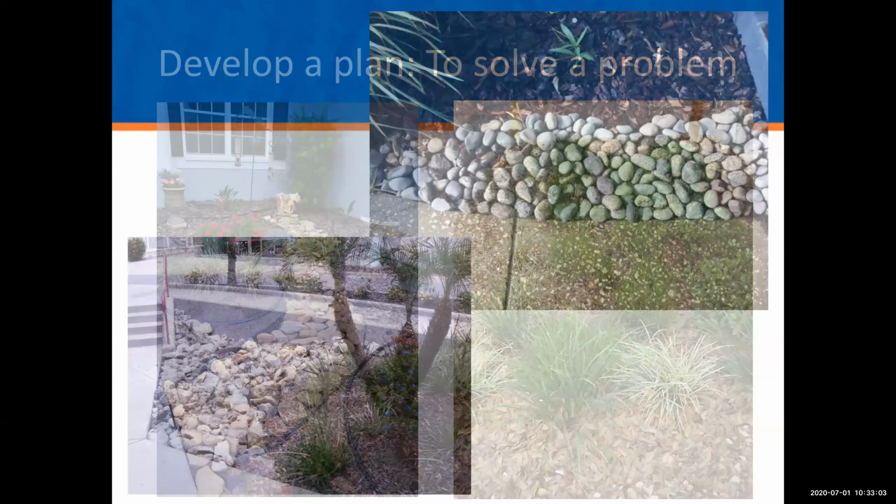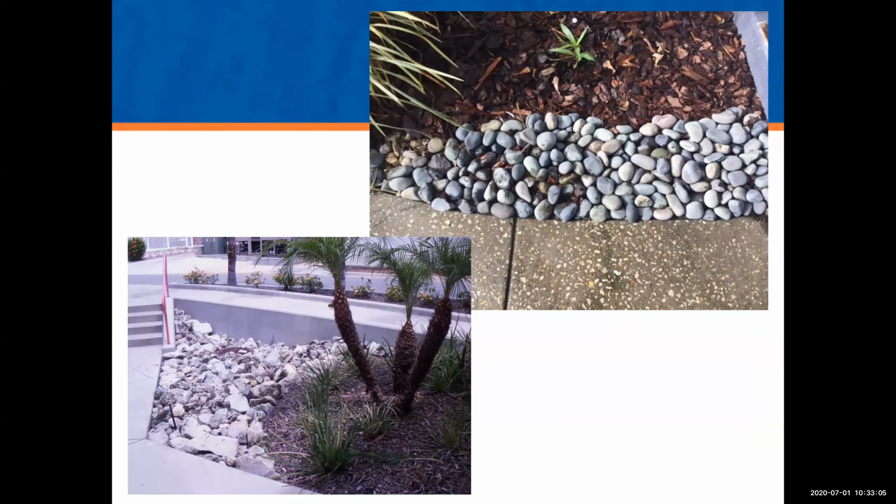Here's some other examples here. This one on the left, you could see this is a commercial property, but they have used, again, mulch or rock where typically mulch would be. And if mulch was here, it would be washing off and creating a problem.